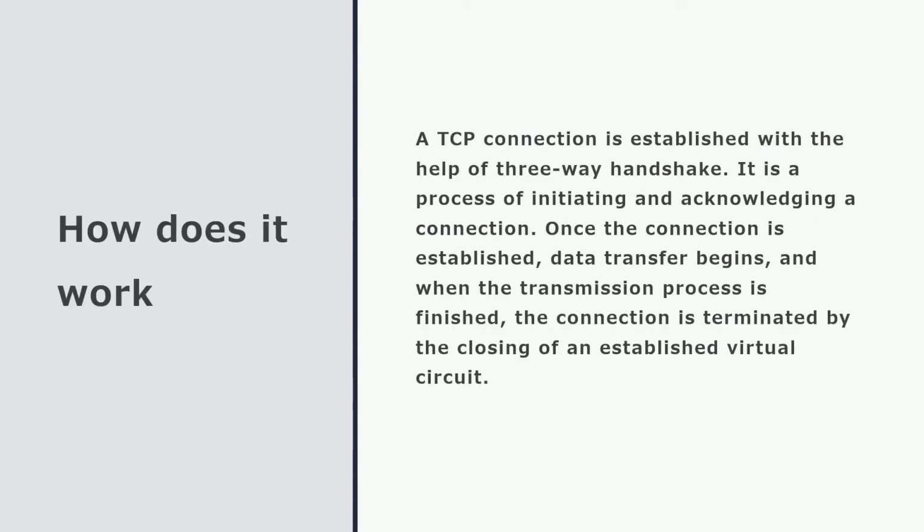So how does TCP work? A TCP connection is established with the help of a three-way handshake. It is a process of initiating and acknowledging a connection. Once the connection is established, data transfer begins, and when the transmission process is finished, the connection is terminated by the closing of the established virtual circuit.